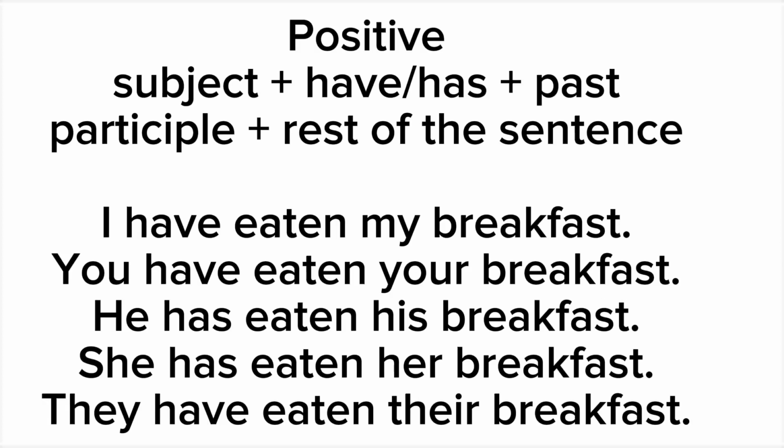The structure for positive sentences will be as follows: subject plus have or has plus the past participle of the verb and the rest of the sentence. Examples, I have eaten my breakfast. You have eaten your breakfast. He has eaten his breakfast. She has eaten her breakfast. Or they have eaten their breakfast. So these are positive sentences.